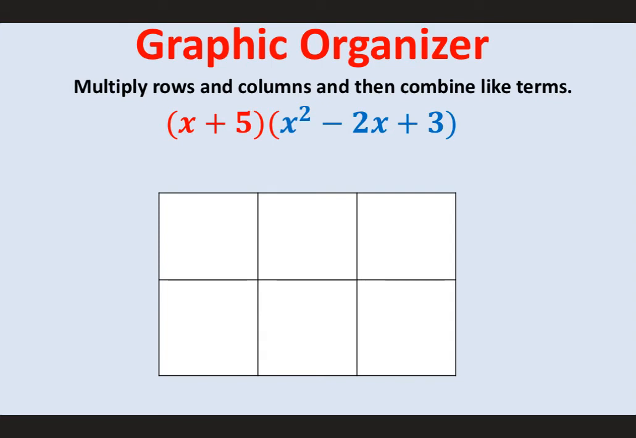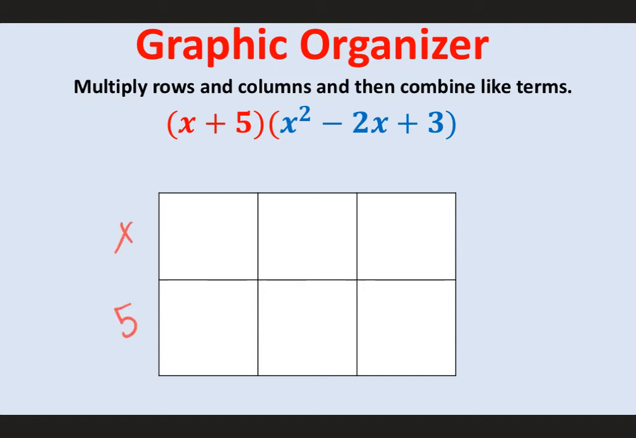All right, the other way to go about this problem is to use this graphic organizer method. What we do is we take the number of terms in each polynomial and we make that many columns by that many rows. It doesn't really matter which one is which. I usually make the first one your rows and the second one your columns. You go ahead and write the terms one per row. So this would be x and this would be positive 5.